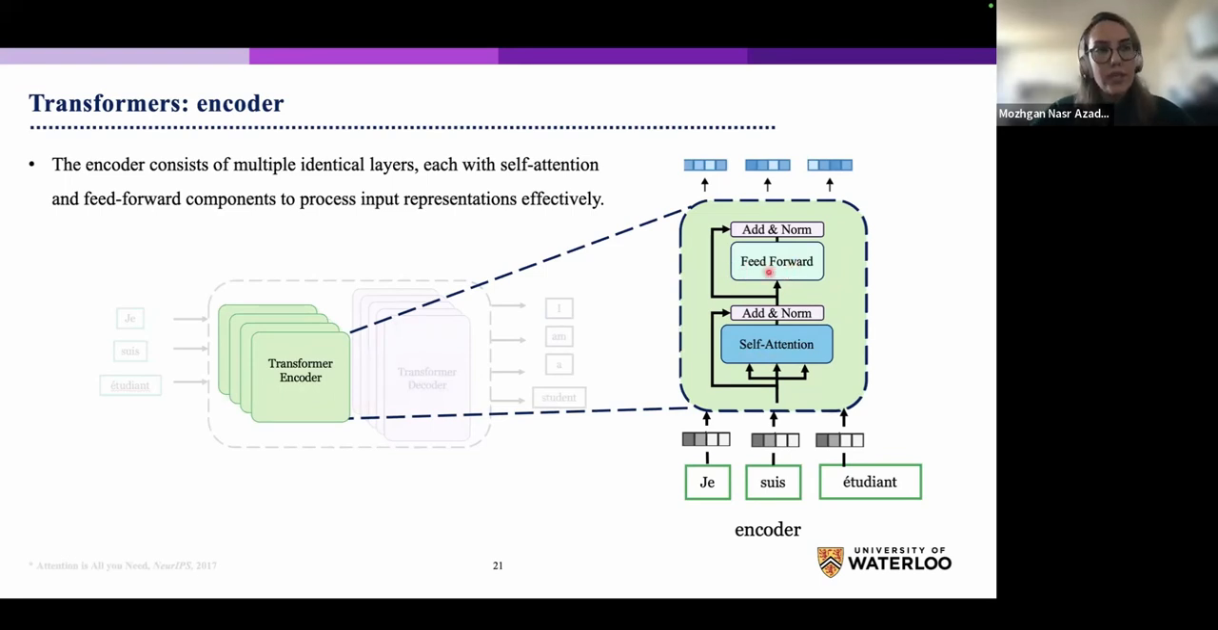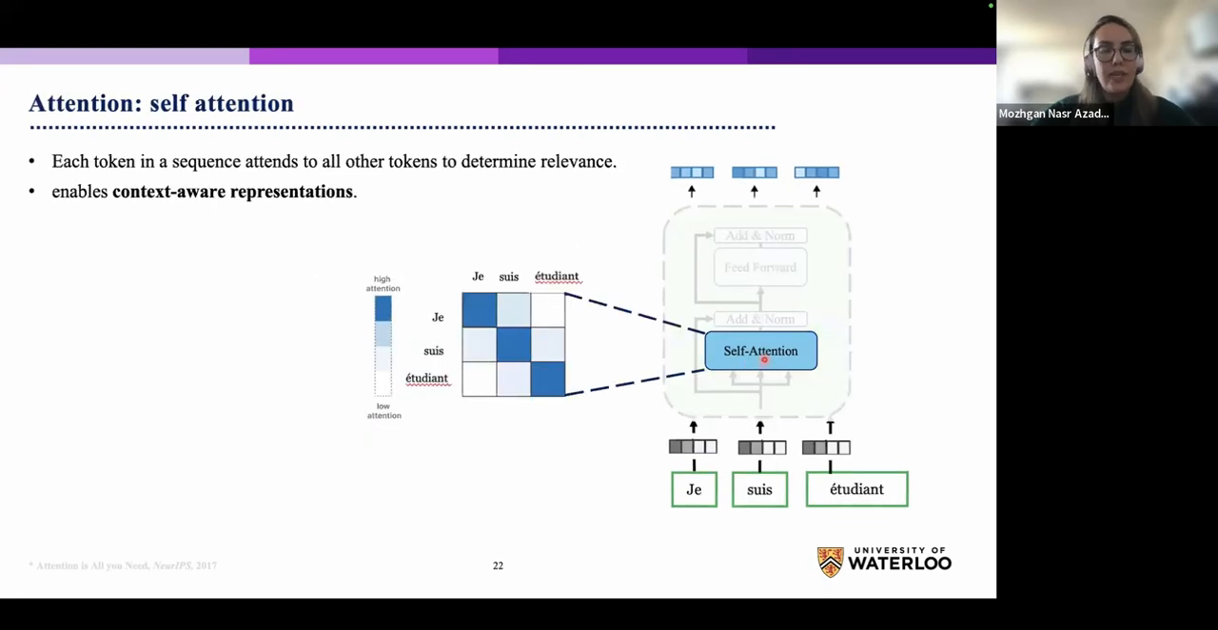The feed-forward network is a deep neural network, a fully connected network with two layers, which is responsible for taking the output of the attention, which is an intermediate representation of the words and tokens, and generating the final context-aware representation for us. But the most important part of this architecture is the mechanism called self-attention. So let's see what that is.